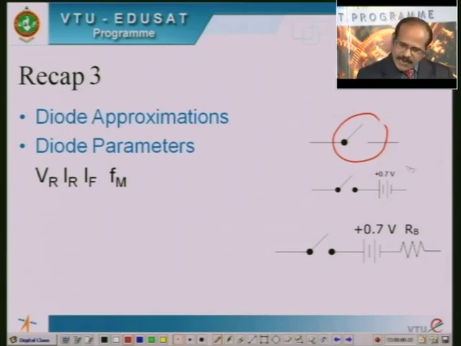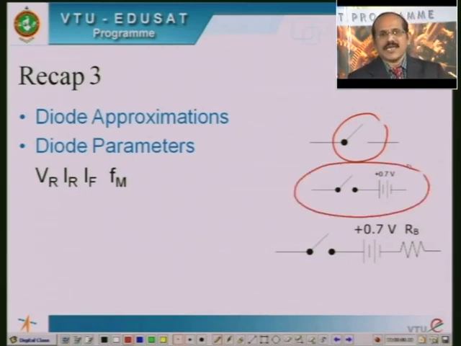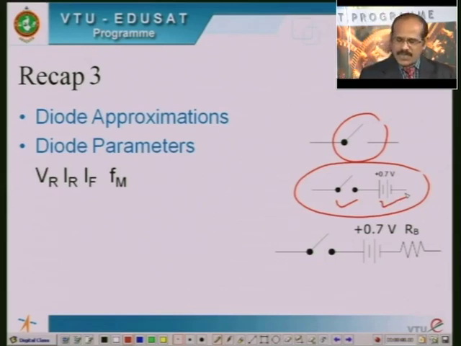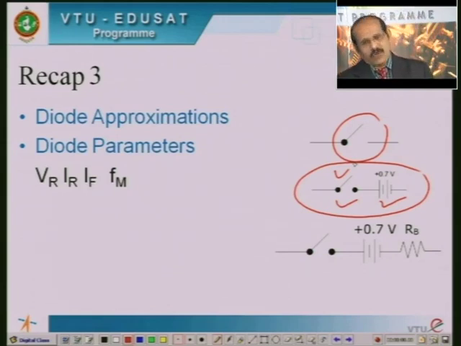In the second approximation of the diode, the diode is represented by a switch in series with a 0.7 volts voltage drop. Whenever the diode is forward bias, the switch will be closed, in series with the 0.7 volts battery, and if the diode is reverse bias, the switch will be open, in series with the 0.7 volts drop. This approximation is mainly used to find out the load voltage and the load current.